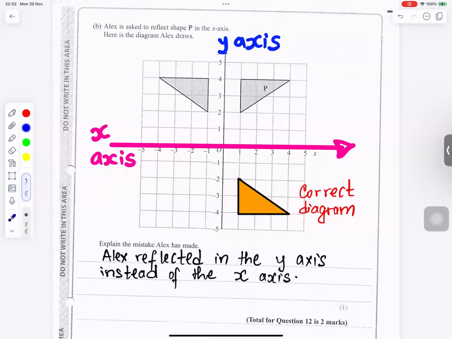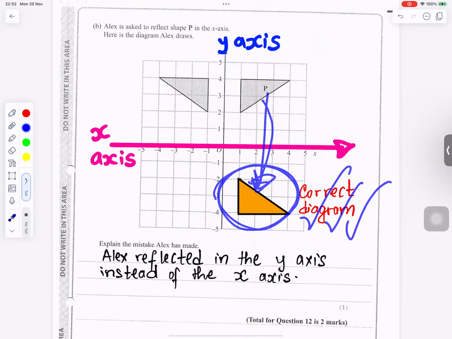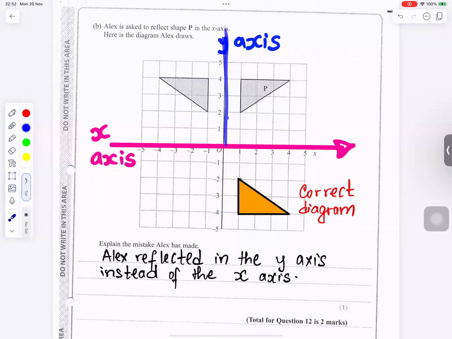So the reflection should be going down. So it should be down here. That's the correct answer. This one is reflection in the y-axis. So this one is not correct because the question says x-axis.